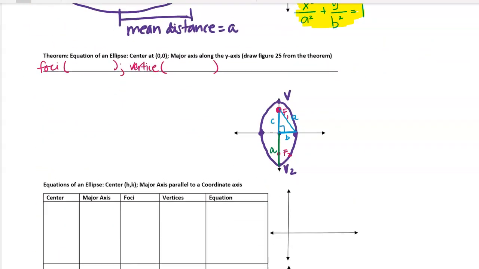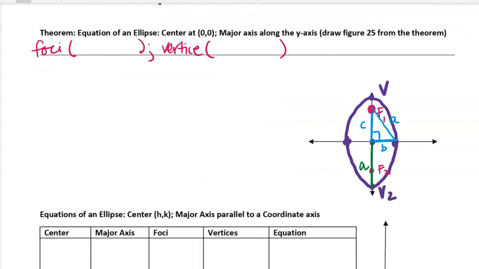All right, can you tell me how to label the foci? Are we changing y or x? Y, right? So x will stay the same as 0. So y will be what? Plus or minus c. Then same thing with the vertices, right? X will stay the same. Y will get plus or minus what? A.